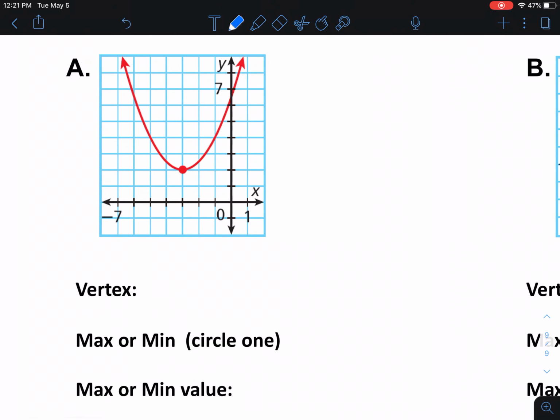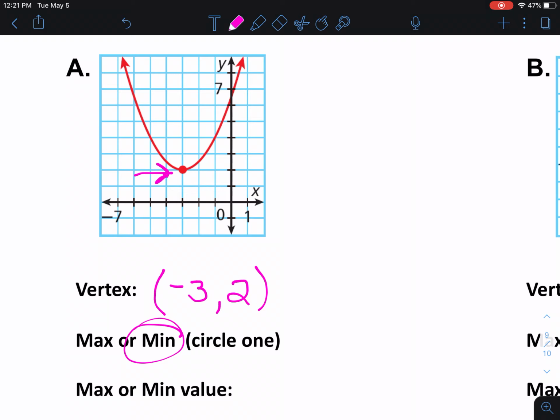So the vertex is this point right there. So you're just going to write the coordinates of that as an ordered pair. So you always do x first, so this should be -3, and then comma 2. Okay, so then second part of this says, is this a maximum or a minimum? You're going to just circle one of these. So this point that I have an arrow here, that vertex, is that the highest point or the lowest point? It's the lowest point, so this is a minimum.